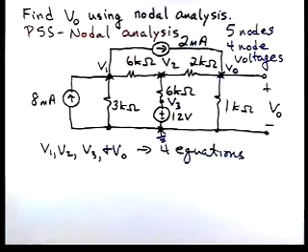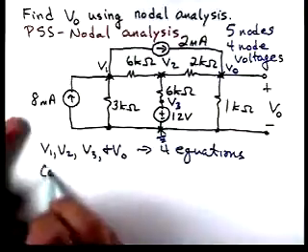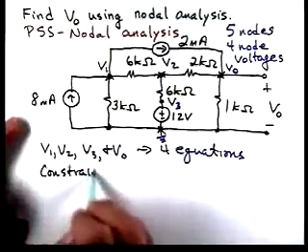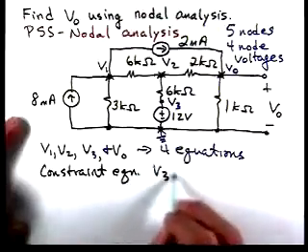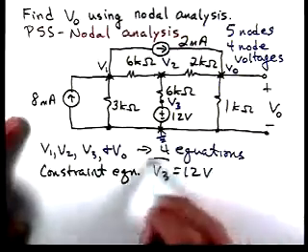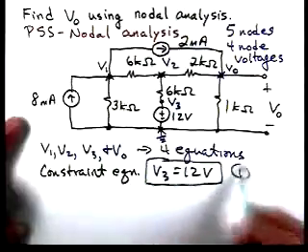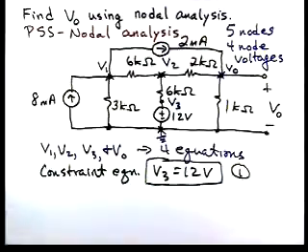Now in this problem we have a voltage source connected between a non-reference node and the reference node. So we're going to have a constraint equation. And our constraint equation here is simple. It's V3 equal to 12. So here's our constraint equation, and that's one of our 4 equations.